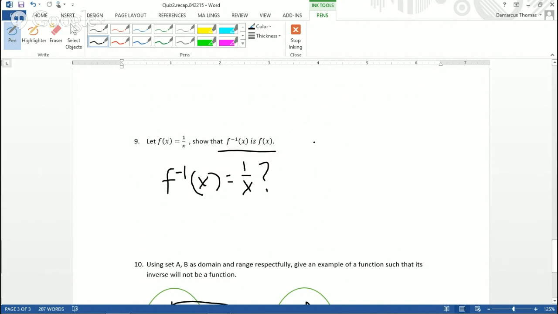Well, there's that rule that if you take f composed of its inverse, you should get x. So there's a question mark. Is it true or not? Well, let's check. Let's do that.